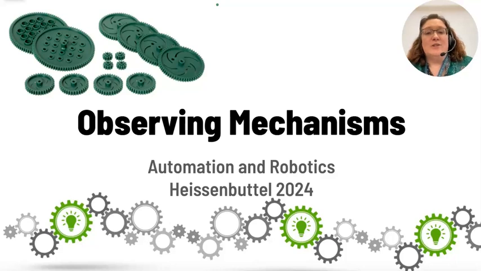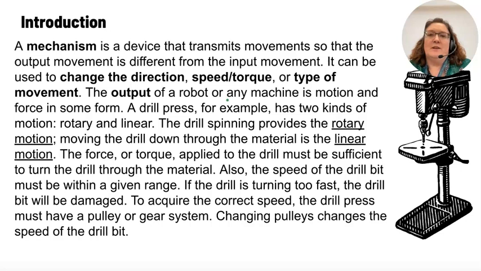All right, so today we are talking about observing mechanisms. And for the most part, most of this is going to be new for many of you. So basically, a mechanism is any device that transmits movements so that the output is different than the input. Now, what this means is basically that if your output and input are different strengths or different directions, that can be a mechanism. So mechanisms generally do one of three things.